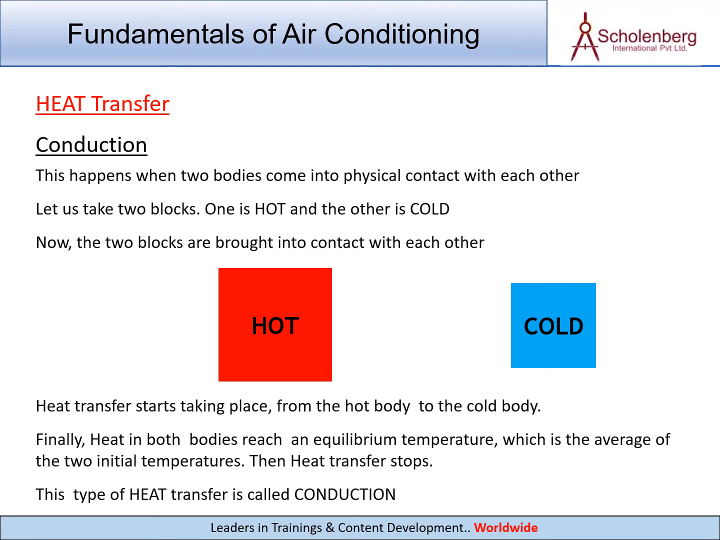Heat transfer. Conduction. This happens when 2 bodies come into physical contact with each other. Let us take 2 blocks. One is hot and the other is cold. Now, the 2 blocks are brought into contact with each other. Heat transfer starts taking place from the hot body to the cold body. Finally, heat in both bodies reaches an equilibrium temperature, which is the average of the 2 initial temperatures. Then heat transfer stops. This type of heat transfer is called conduction.